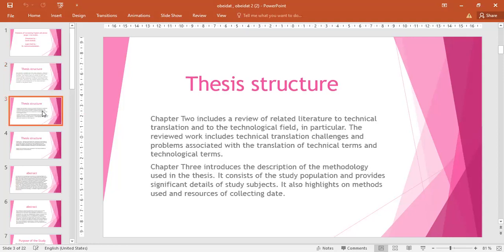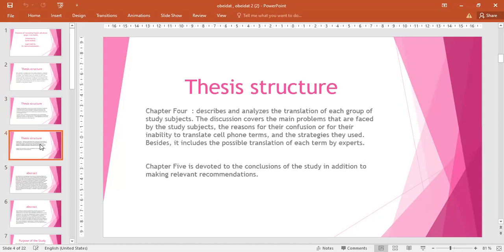Chapter 2 includes a review of literature related to technical translation and to the technological field. In particular, the reviewed work includes technical translation challenges and problems associated with the translation of technical terms and technological terms. Chapter 3 includes the description of the methodology used in this thesis. It consists of the study population and provides significant details on the study subjects. It also highlights the methods used and the resources for collecting data.